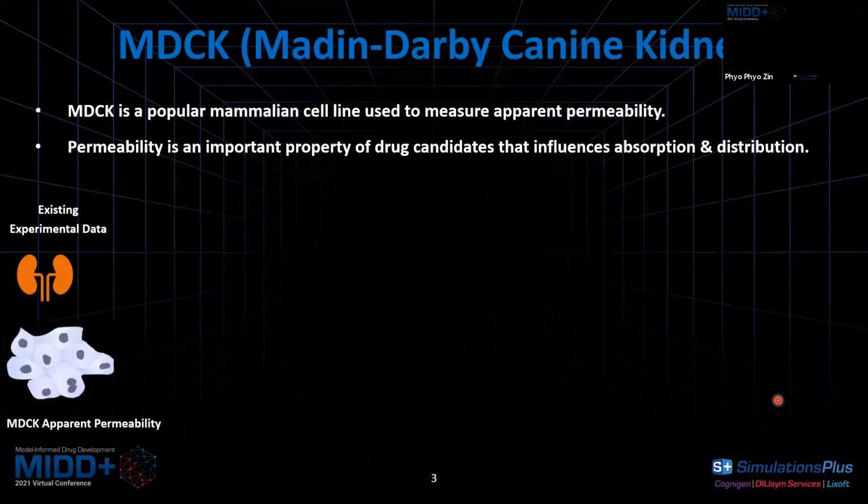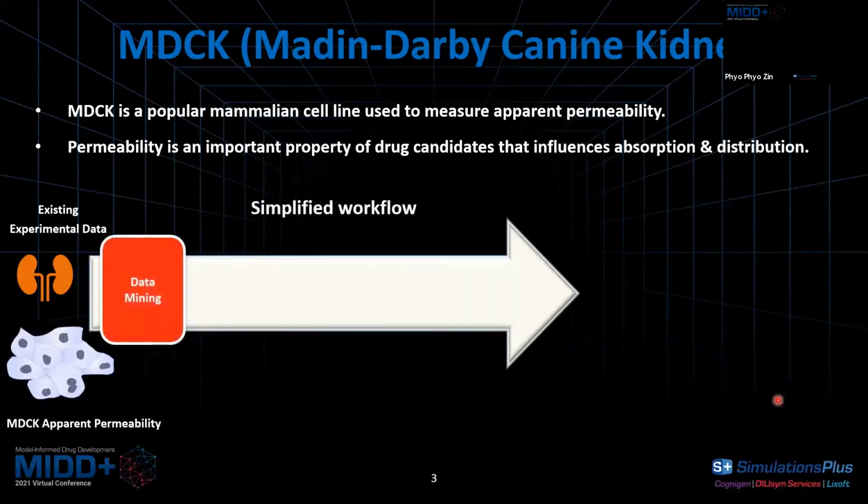The project that I was recently working on is the MDCK project, Madin-Darby canine kidney. It's a very popular and commonly used mammalian cell line extracted from dog kidneys to measure apparent permeability. Permeability is an important trait of drug candidates that has a big influence on absorption and distribution.